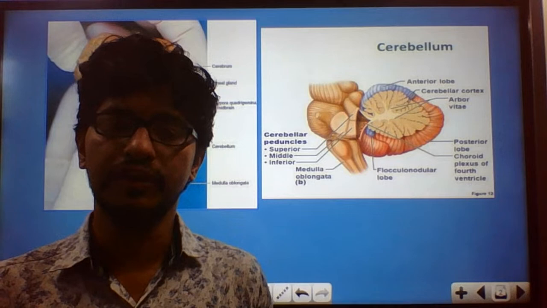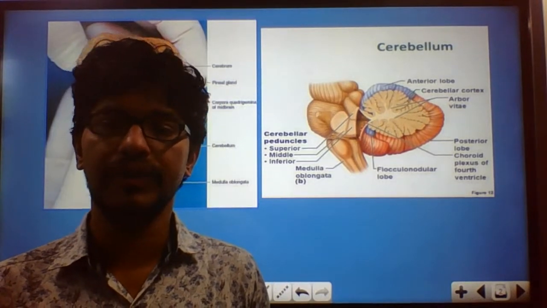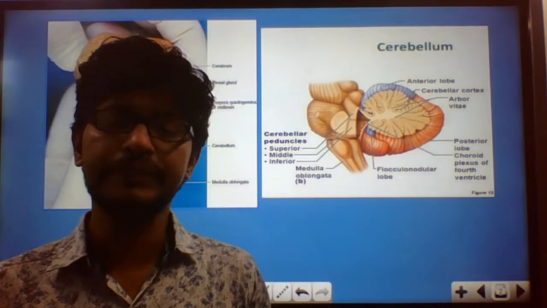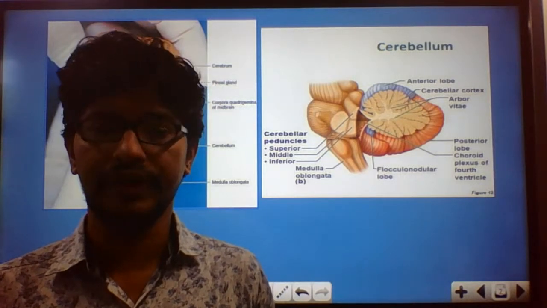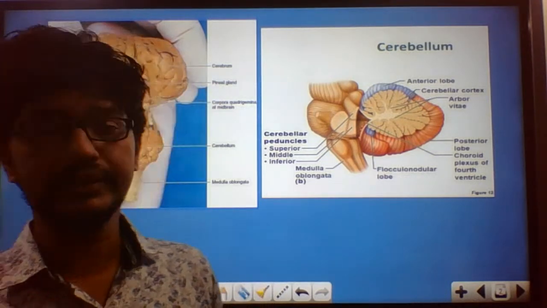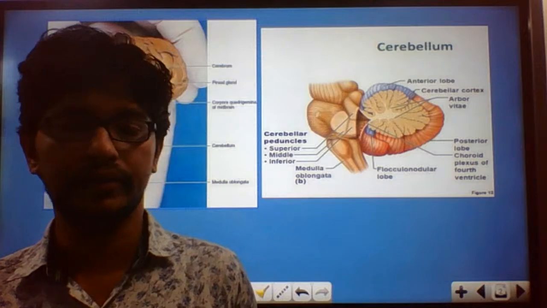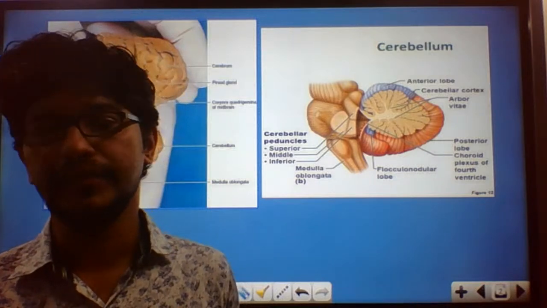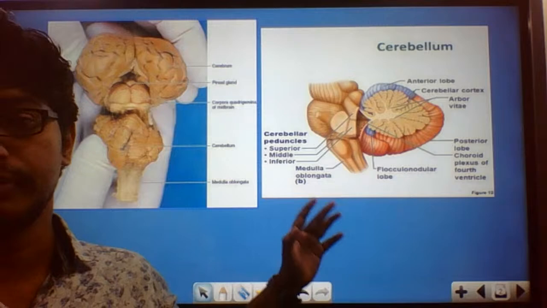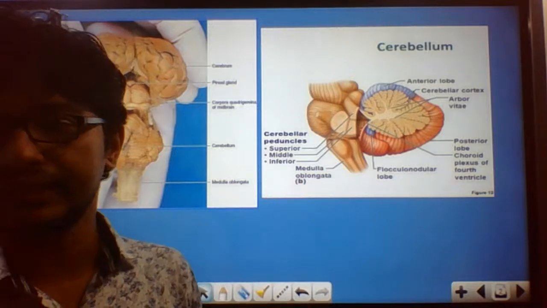Now we'll continue with the same chapter, and we are done with the spinal cord. So let us have a quick recap of certain images that I couldn't show last week, for the content that we discussed in the last week.